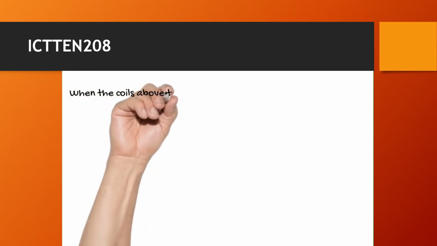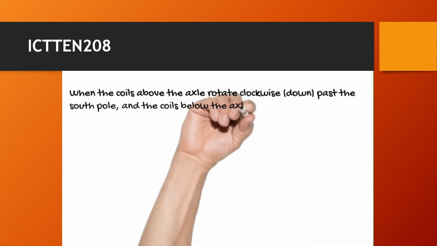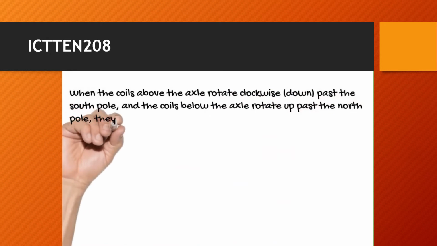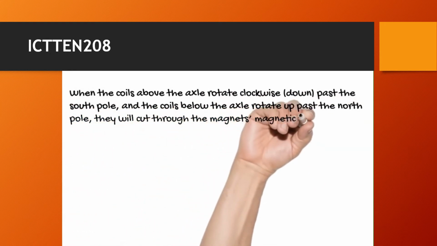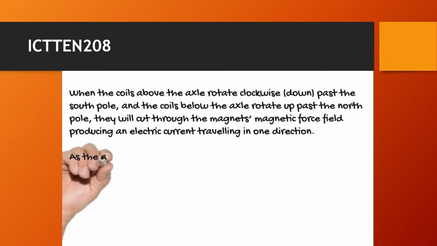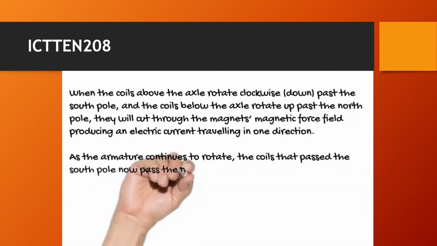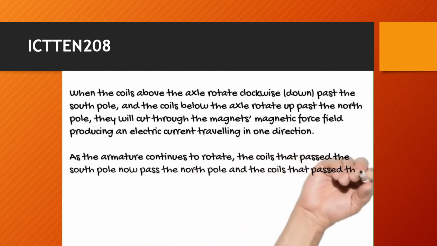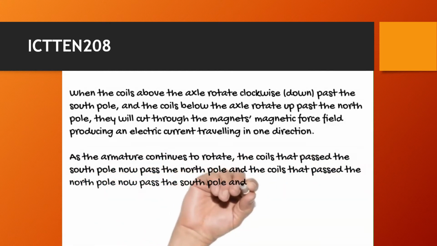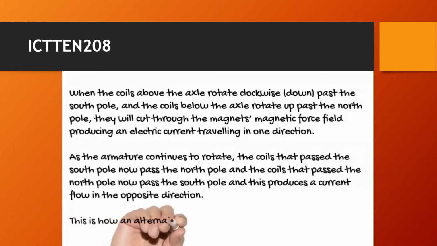When the coils above the axle rotate clockwise down past the south pole, and the coils below the axle rotate up past the north pole, they will cut through the magnet's magnetic force field, producing an electric current traveling in one direction. As the armature continues to rotate, the coils that passed the south pole now pass the north pole, and the coils that passed the north pole now pass the south pole, and this produces a current flow in the opposite direction. This is how an alternating current is produced.